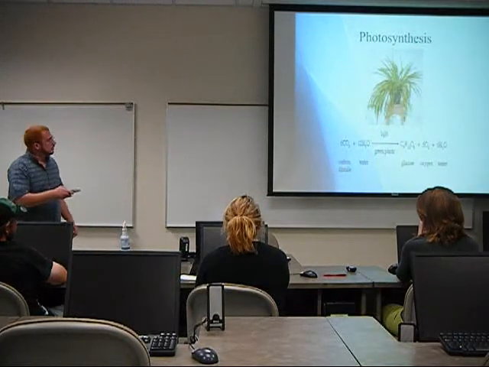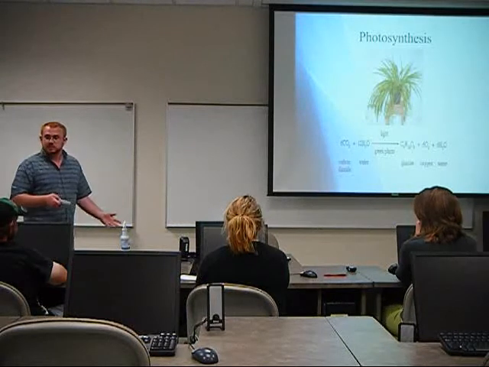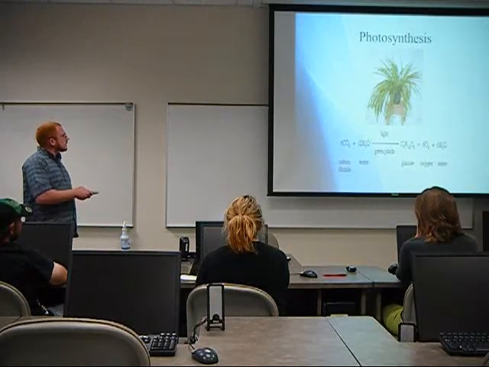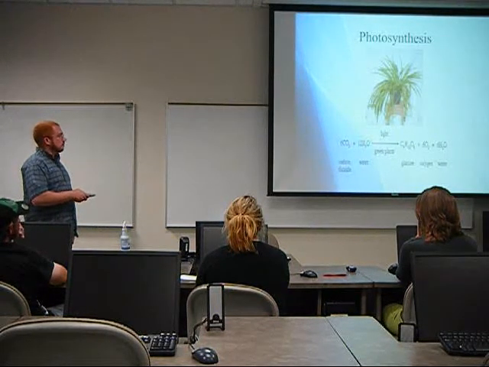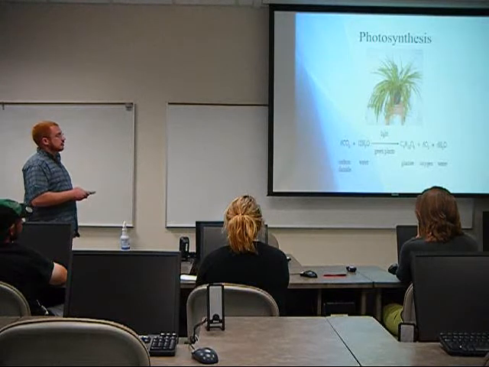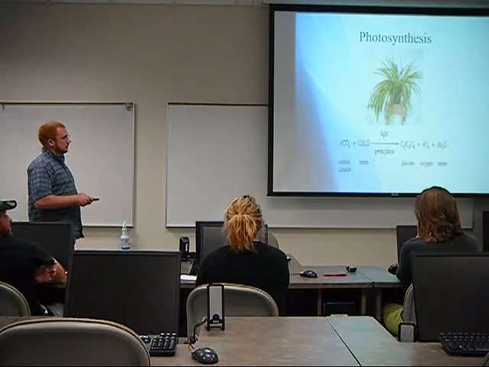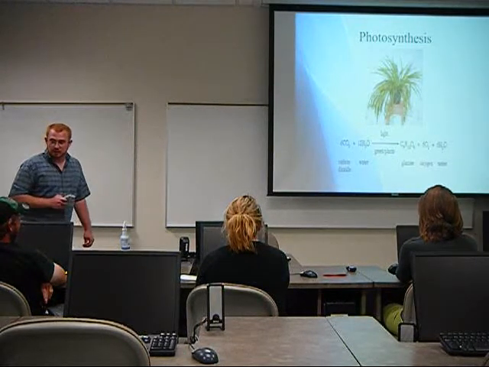And here is the balanced chemical equation for photosynthesis, which is the process that plants use to make food. I know you already know this, I'm just reminding you. Take 6 molecules of carbon dioxide plus 12 molecules of water. You add energy from the sun. You end up with 1 molecule of glucose sugar, 6 molecules of oxygen, and 6 molecules of water.